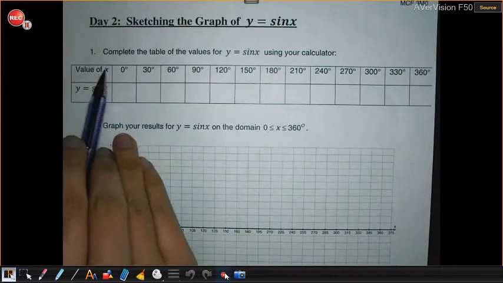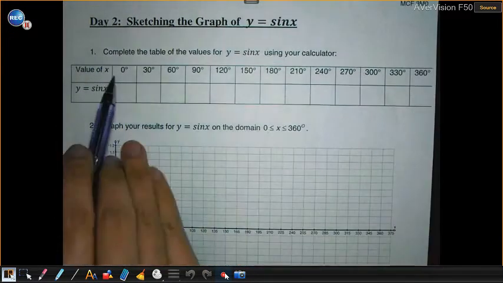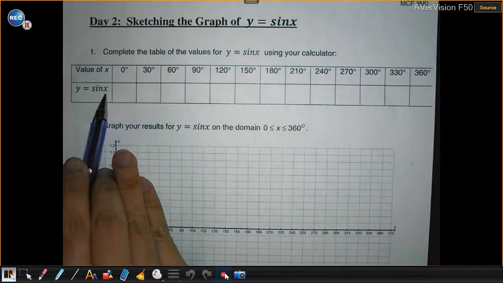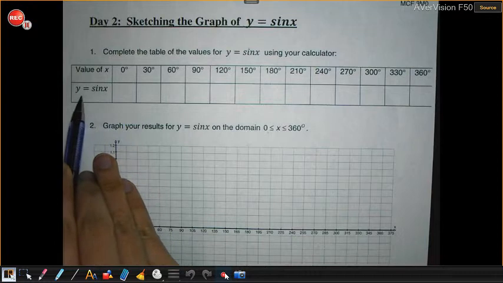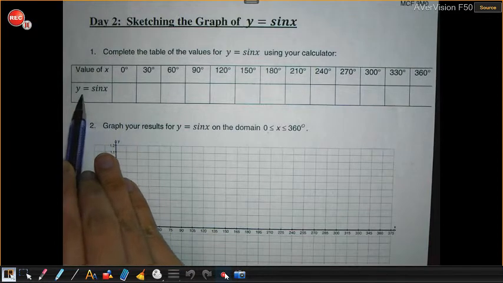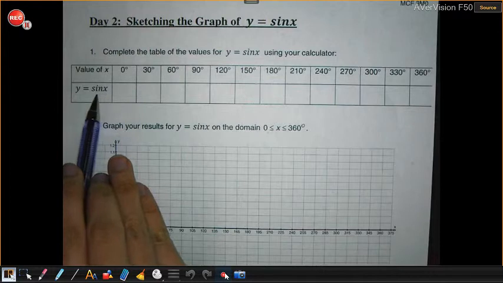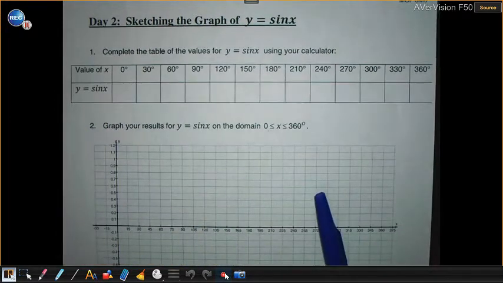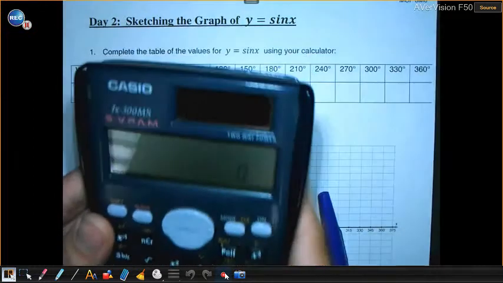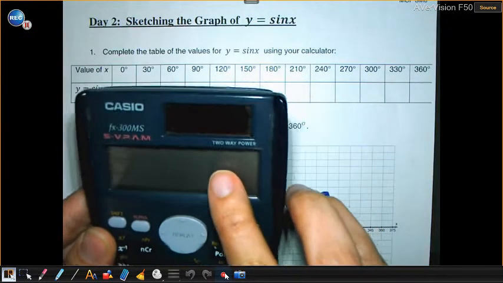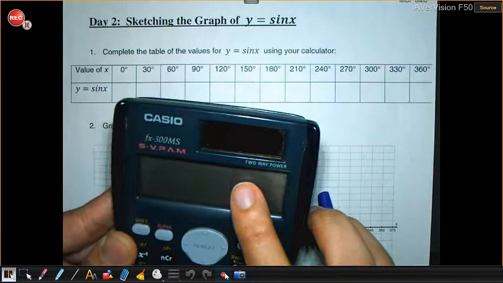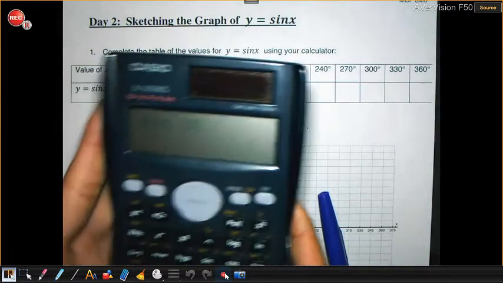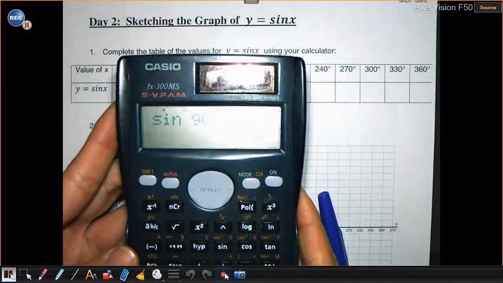Here we're given different values of x, and we're going to substitute these x values into the x here, and then calculate to get the corresponding y value. Again, just like with the trigonometry unit, make sure that our calculator is set to degree mode. The quick way to check is there should be a D or DEG at the very top, or if it doesn't show, just type in sine 90 and it should give you 1.